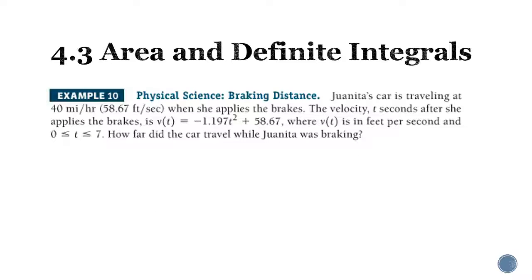Okay, Juanita's car is traveling at 40 miles per hour, or 58.67 feet per second, when she applies the brakes. The velocity t seconds after she applies the brakes is negative 1.197 t squared plus 58.67, where v of t is in feet per second and t is between 0 and 7. How far did it travel while she was braking? Okay, this is going to be one of those where we need an accumulated distance. Pause the recording, give it a try, resume to check your answer.